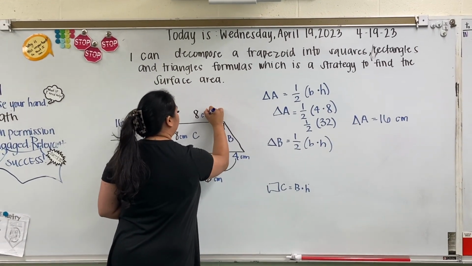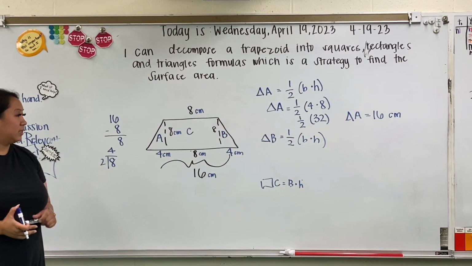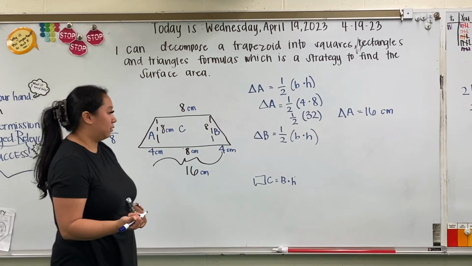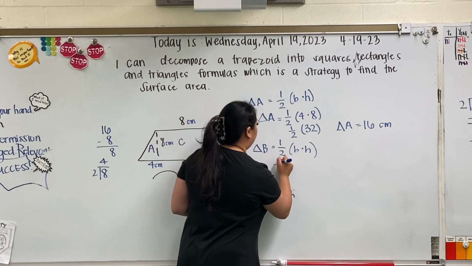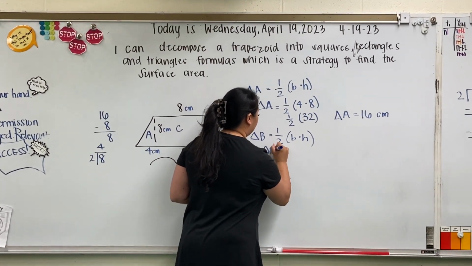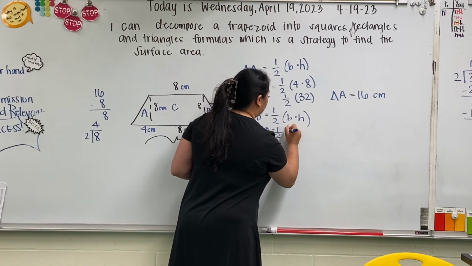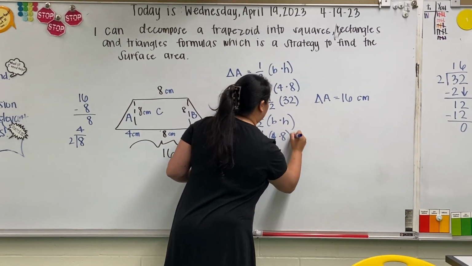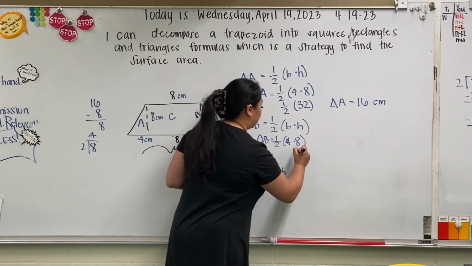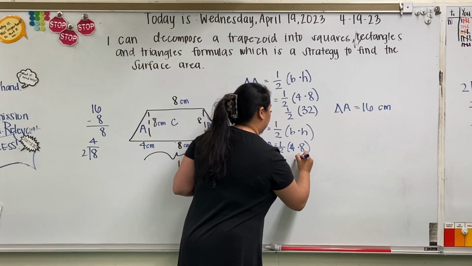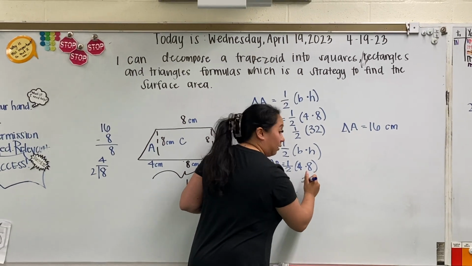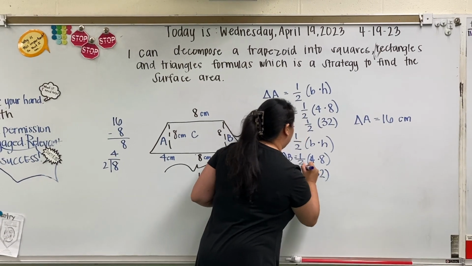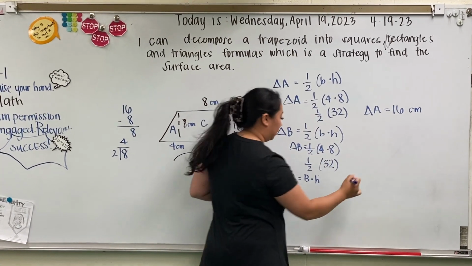So if triangle A is equal to 16 centimeters, what about for triangle B? Triangle B would be 16 centimeters. So we have triangle B equals half times 4 times 8, and we said 4 times 8 was 32. 32 divided by 2, and half of 32 was 16. Good.